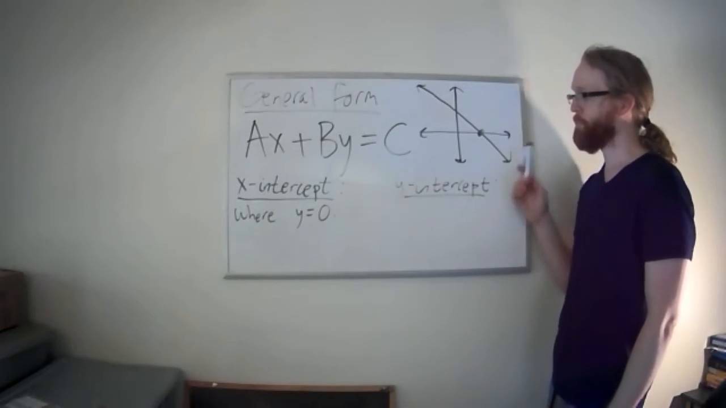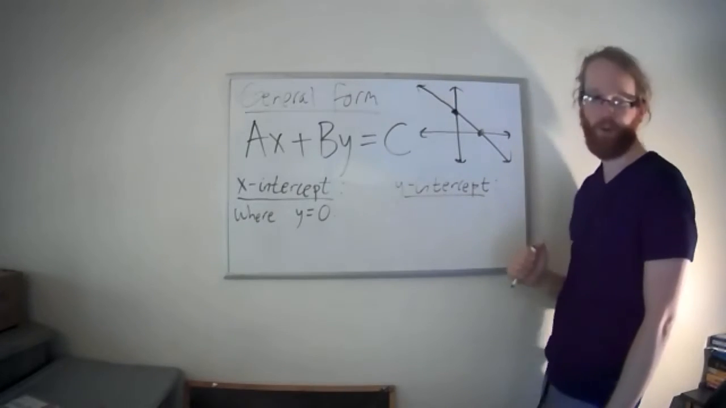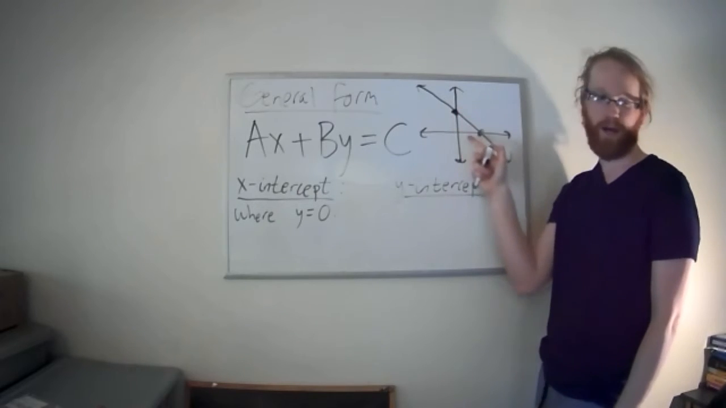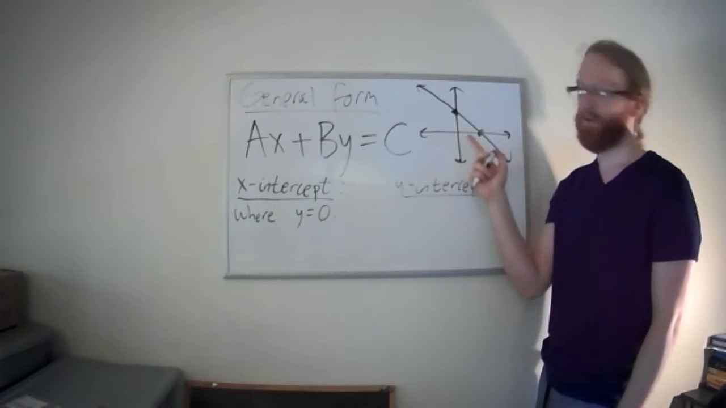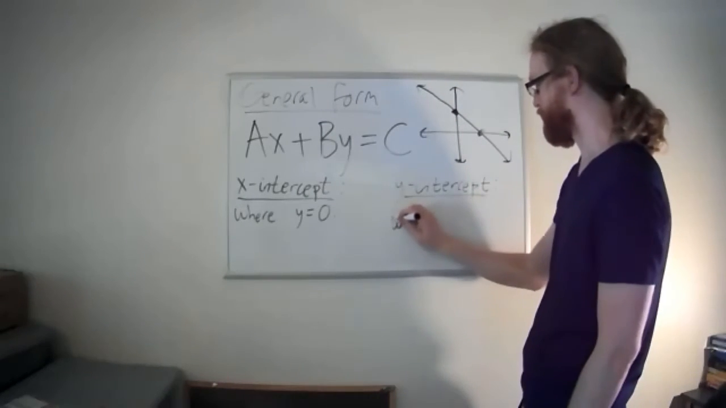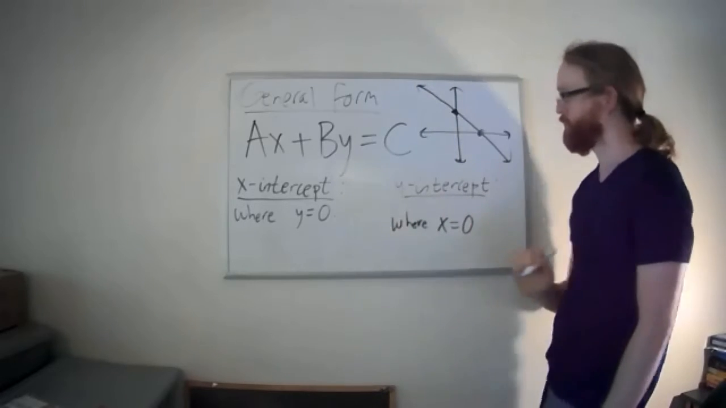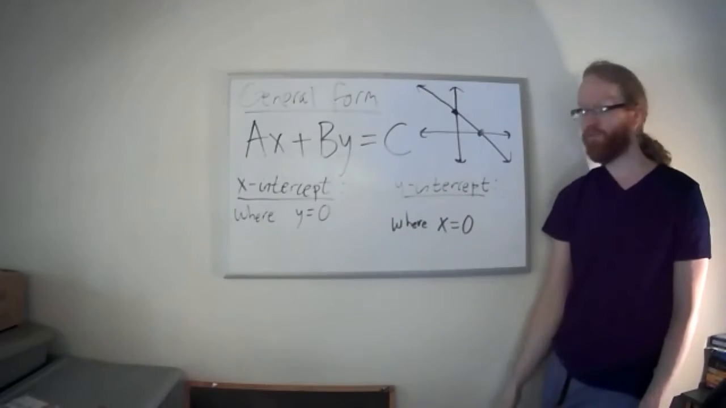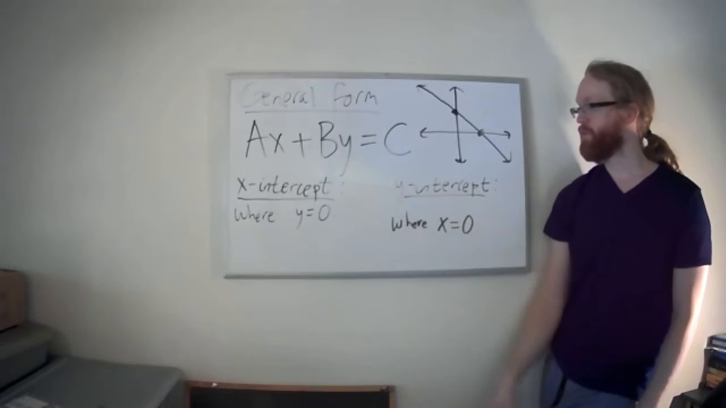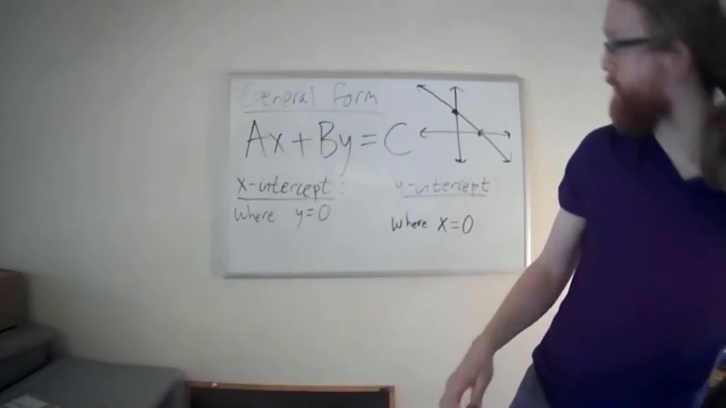Let's talk about the y-intercept quick. It's the same kind of thing. Here's my y-intercept, and notice it's on the y-axis. What do I know about it? I know that the x-coordinate is 0, because if I'm on the y-axis, I haven't moved to the left or right at all. I'm stuck on the y-axis. So this is where x is 0. They're sort of opposites of what you would expect: the x-intercept is where y is 0, and the y-intercept is where x is 0. To find them, you can plug one of these into your equation and solve. We could do a quick example of that.